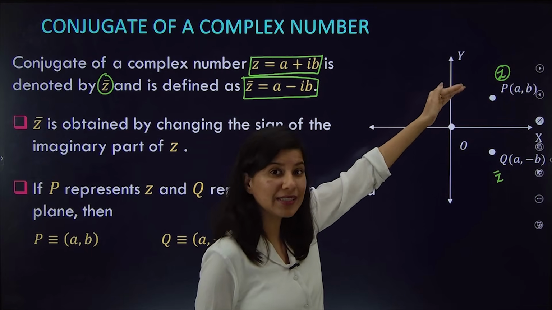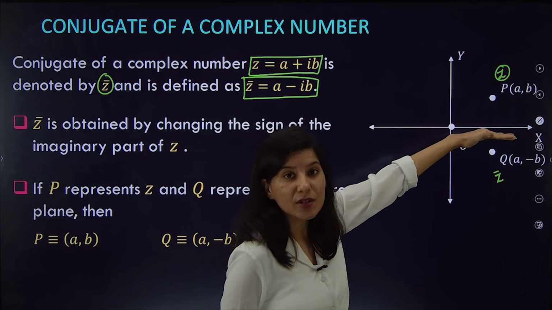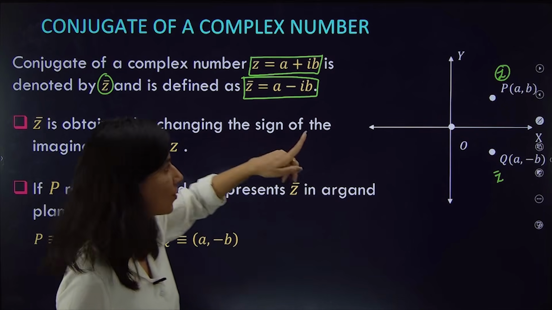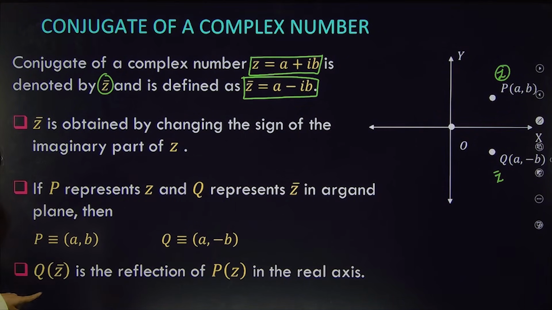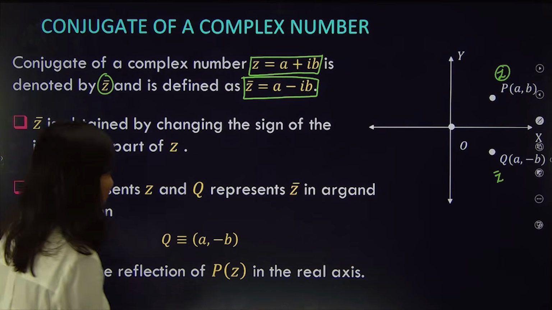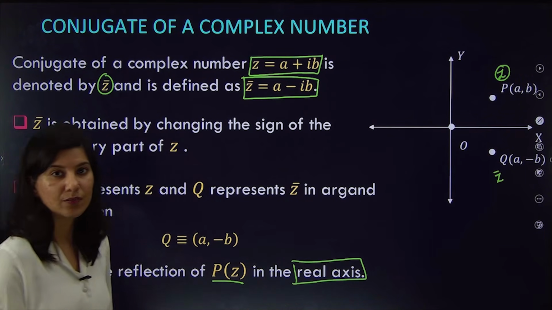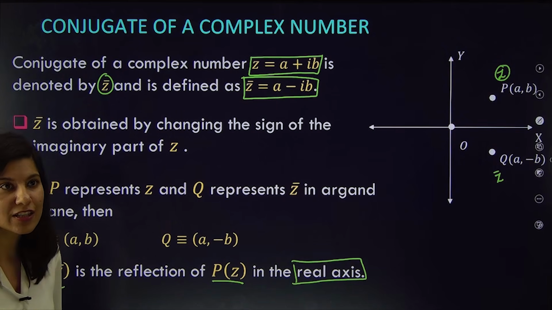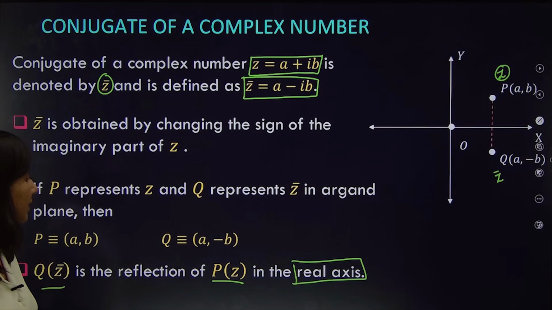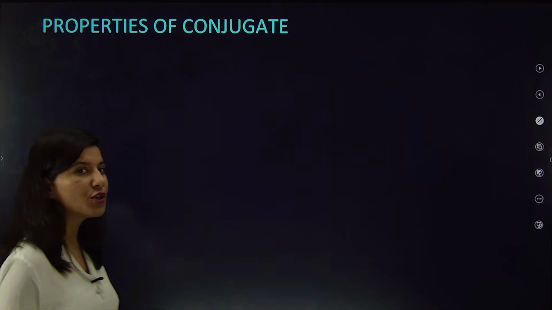And you can also see that we are taking a mirror image of this about the x-axis. Okay, just like that. So z bar is actually the reflection of point z in the real axis. We are always taking the mirror image. This is the geometrical significance between z and z bar. Okay. Now, properties of conjugate.